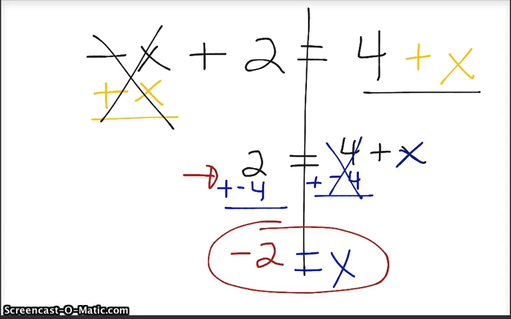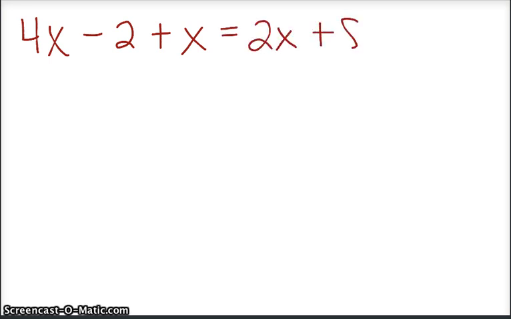So I got the same answer both ways I solved that, and I did it a little bit different both times. All right, so our next problem is going to be this: 4x minus 2 plus x equals 2x plus 8 plus 3x.